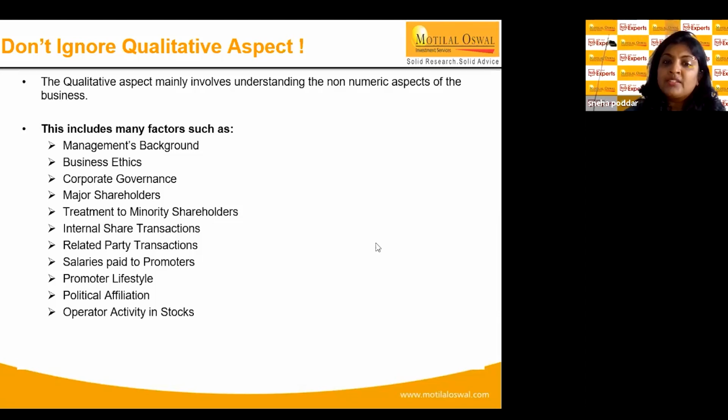So you will be able to service your interest, because interest is something which you will have to pay despite your poor revenues or poor profit.